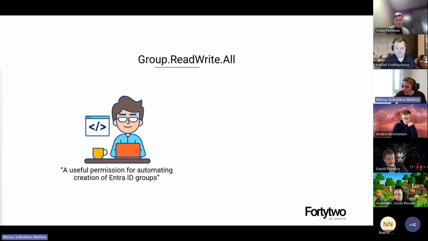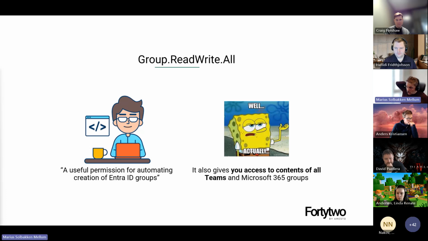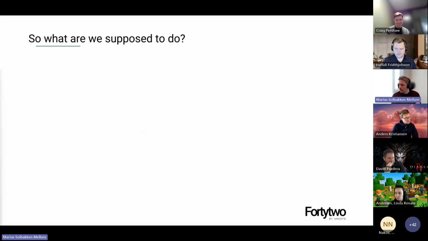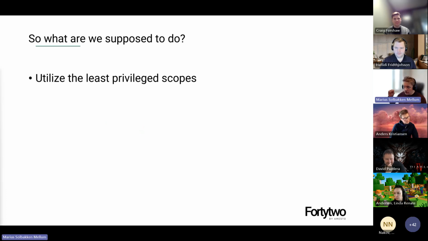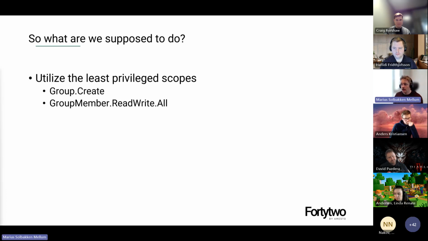We also have things like Group.ReadWrite.All, a useful permission for automating creation of Entra ID groups. But it also gives you access to all the contents of all Teams and Microsoft 365 groups. So yeah, what are we supposed to do? Well, of course, utilize the least privileged scopes. You have scopes like Group.Create, for example. Maybe that's enough. You also have things like GroupMember.ReadWrite.All, meaning that you can grant access only to change who is member of groups.